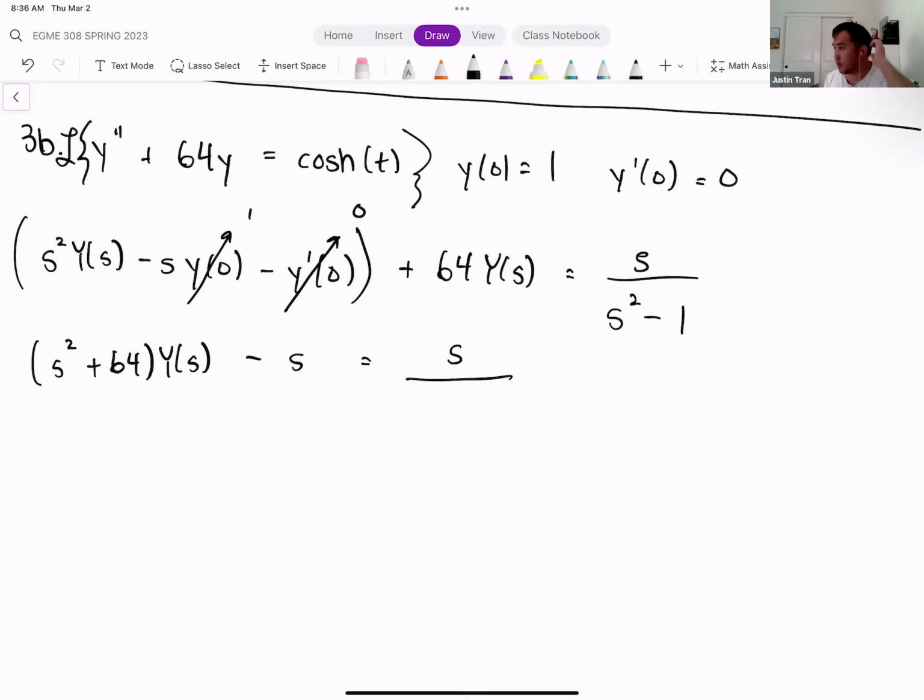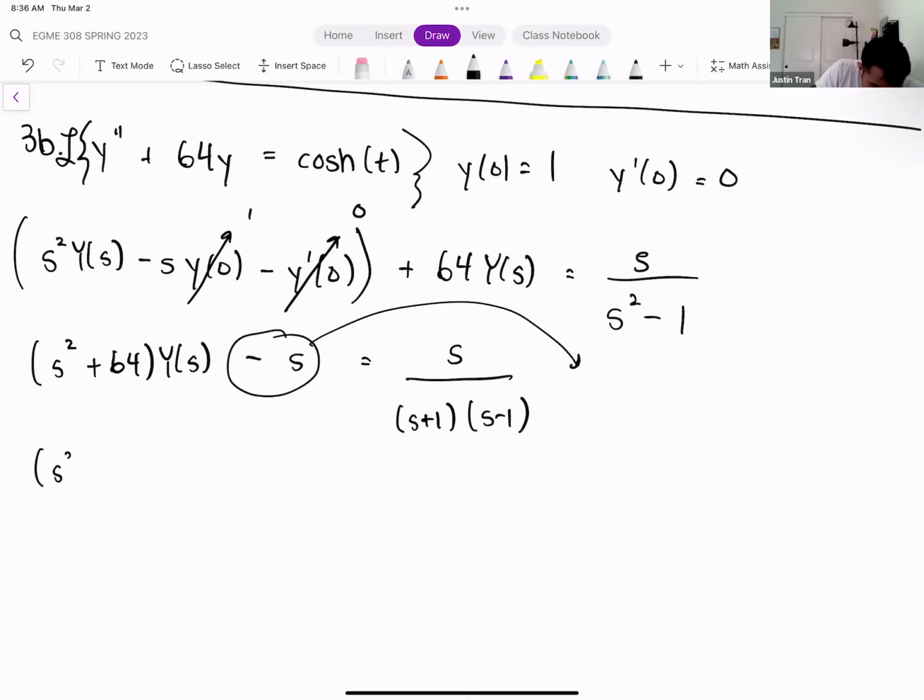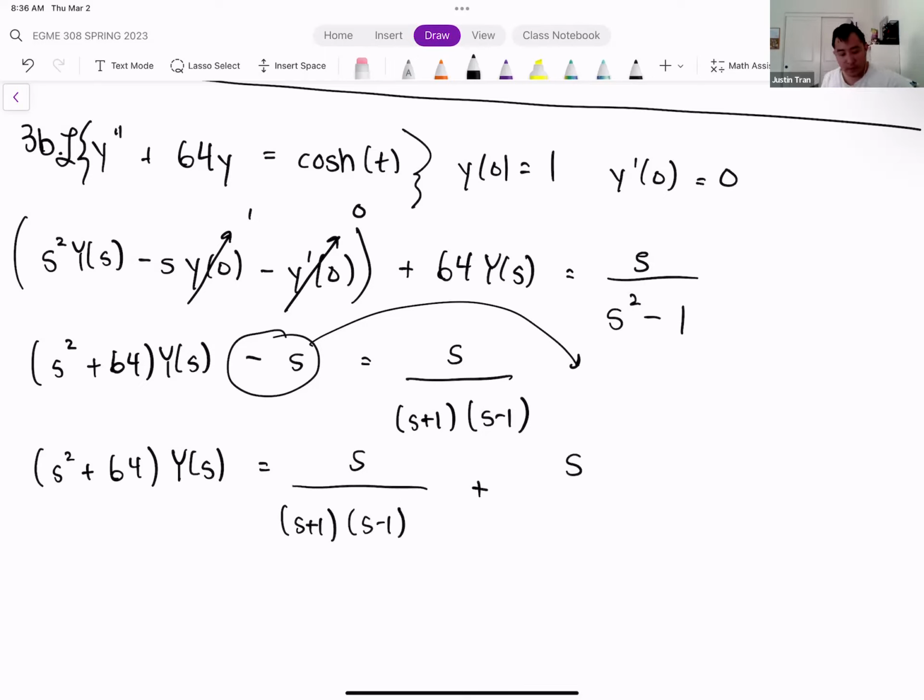And over here, I'm going to split the denominator. The denominator is s squared minus 1, and we know this is equal to s plus 1 times s minus 1. Okay, so let's move this minus s over to the other side of the equation. And so we have s squared plus 64 times big Y of s is equal to s over s plus 1, s minus 1, plus s.